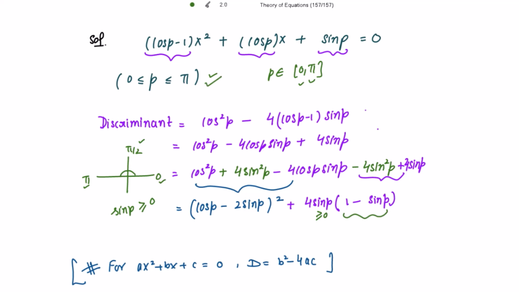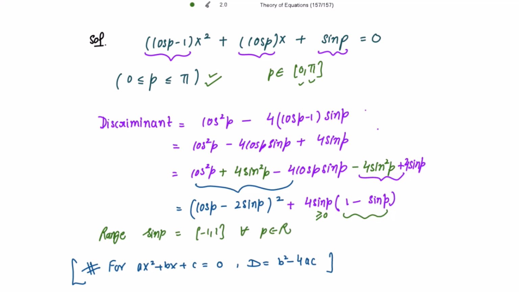See, what is the range of sine p? It is from minus 1 to 1 for all p belonging to the real numbers. For every p belonging to the real numbers, the value of sine ranges from minus 1 to 1. Now sine of 0 is 0. So subtracting sine of 0 from 1, I will get a positive value. At pi by 2, the value of sine pi by 2 is 1. That means if I subtract 1 from 1, I get the answer 0.